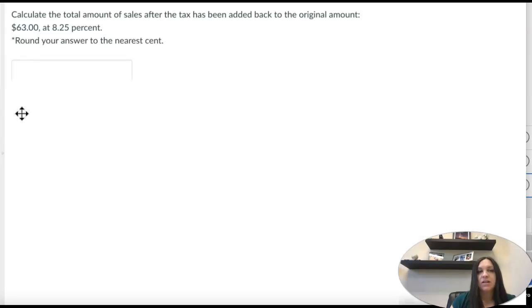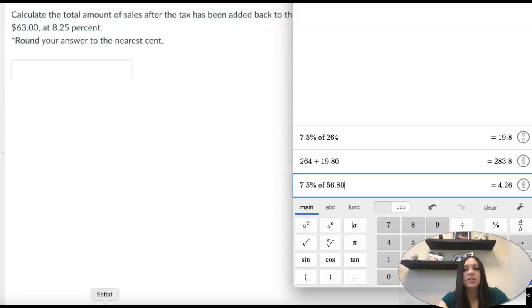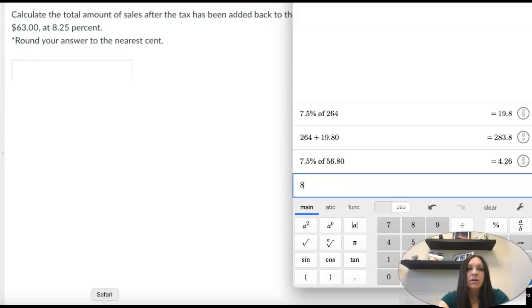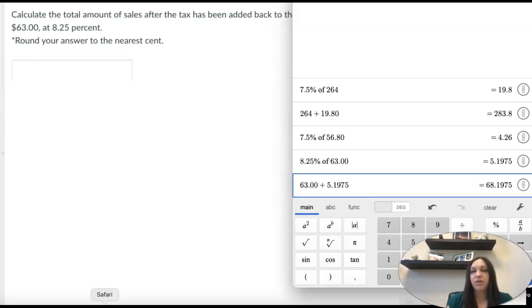And then calculate the total amount after the tax has been added back on. This is like the one we just did, but now our tax is 8.25% and we're spending $63. So we're going to take $63 and add our last answer, that's the tax, but we need to round to the nearest cent.